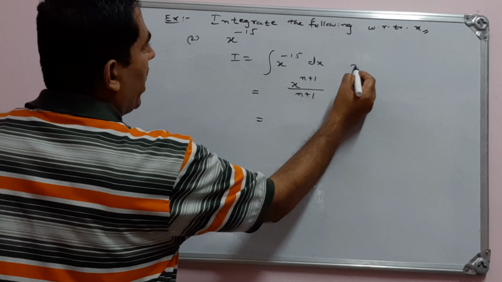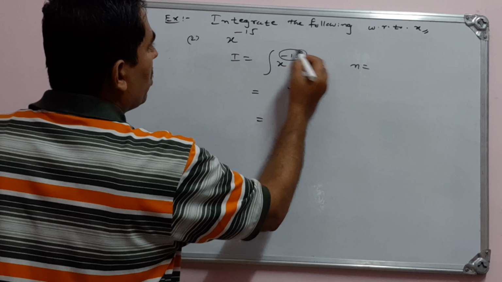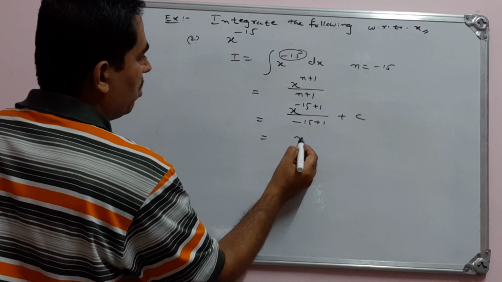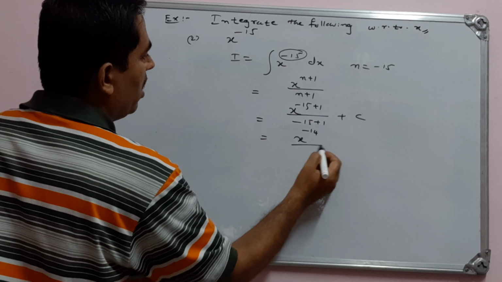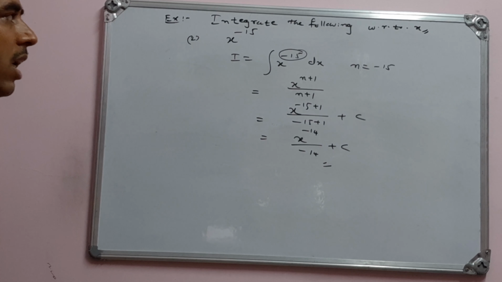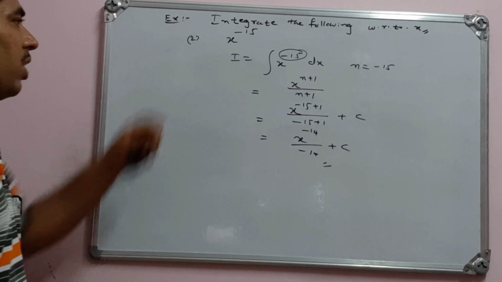What is the formula? x to the power of n plus 1 divided by n plus 1. In place of n, observe the power, n is what? Minus 15. x to the power of minus 15 plus 1, which is minus 14, divided by minus 14 plus c. So this is the integral of this function. So let me consider another one. Okay, let's put it as the third one here.